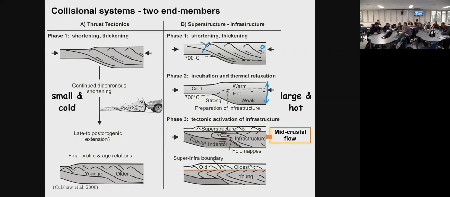So suddenly the age relationship of deformation progresses from older in the superstructure to younger in the infrastructure, because the infrastructure starts to activate. So the final picture that we can see in the large hot orogen is you could have somewhat brittle thrust systems where the oldest thrust is in the hinterland, the youngest or some of the younger thrusts in the foreland, and even younger shear zones, ductile shear zones, activated in the infrastructure because of this decoupling induced by a thermally activated layer.